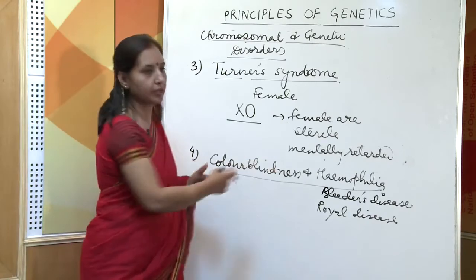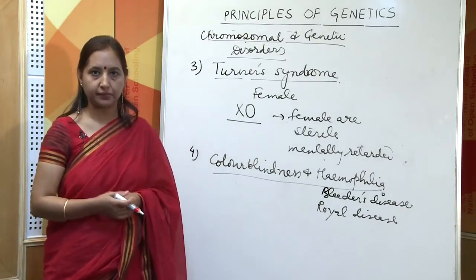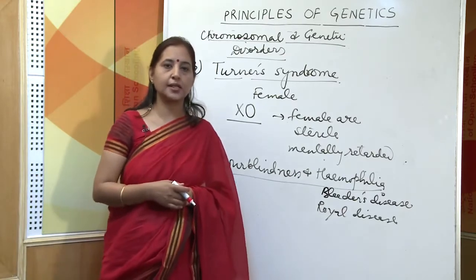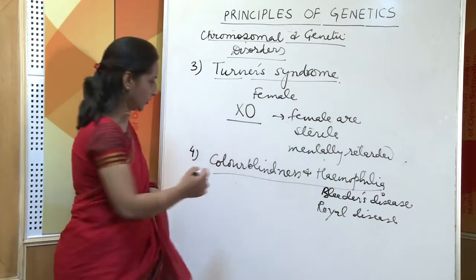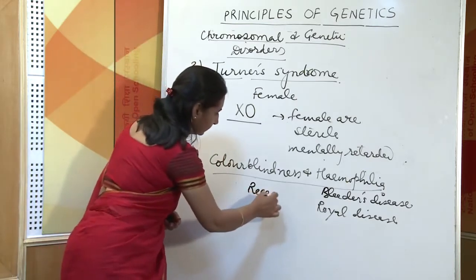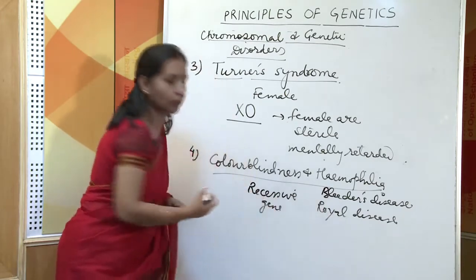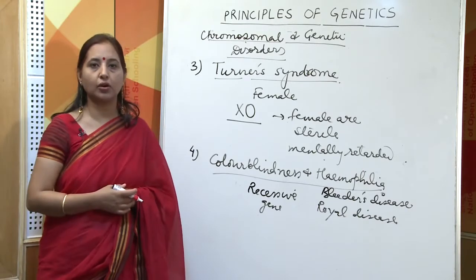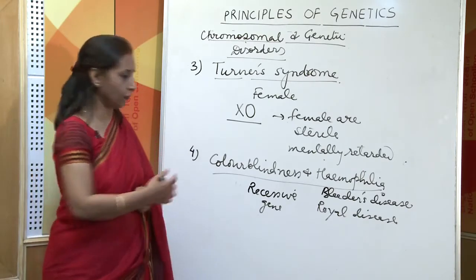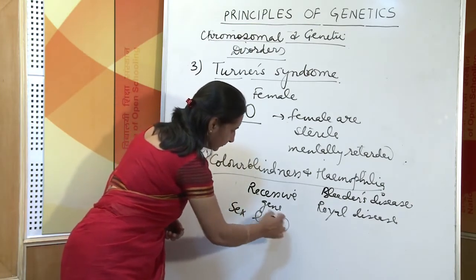Now, both the disorders are due to the presence of a defective gene which is recessive. As we have read earlier, a recessive gene is the one which is not able to express itself in the first generation. So, both the disorders are caused by a recessive gene, and since this gene is located on the sex chromosome, it is also called a sex linked disorder.